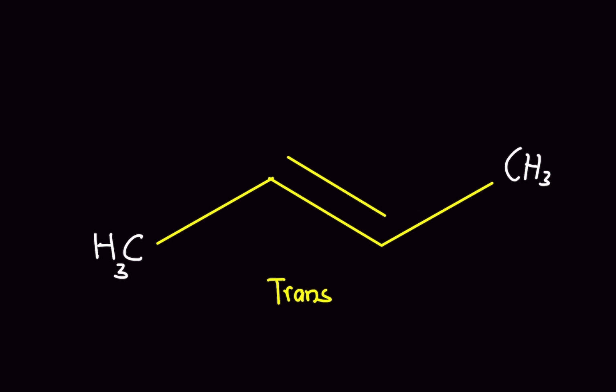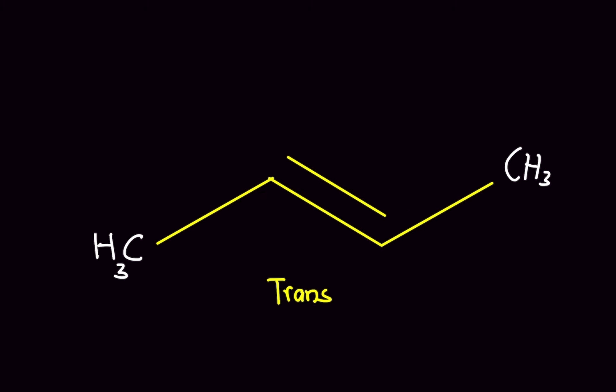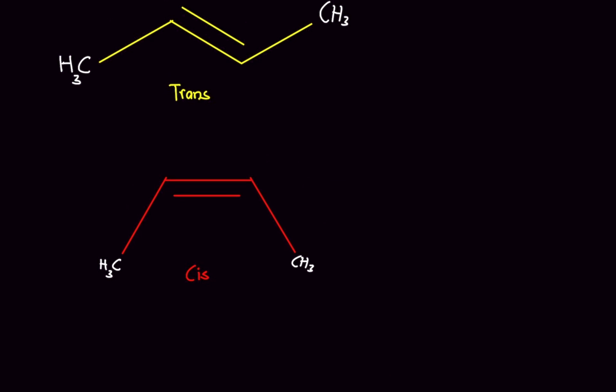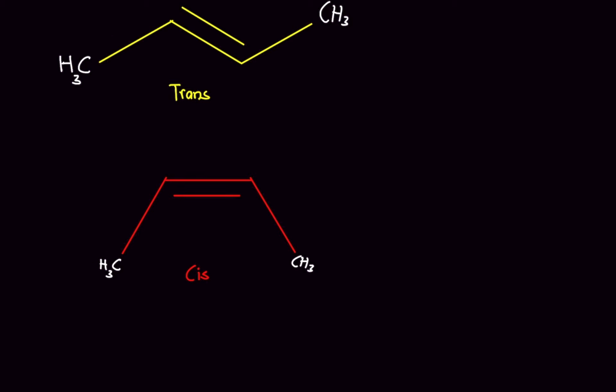So if you imagine we have an imaginary line here, one's above and one's below. So this is trans. Trans is more stable than cis. Cis is when the functional groups are on the same side as the double bond. So, invisible line, both of them are below this invisible line of the double bond. So they are on the same side. The reason that this is less stable is because of hindrance here. It's basically crowded.